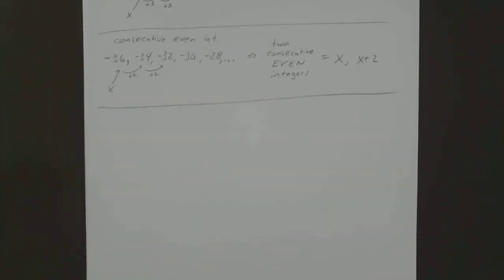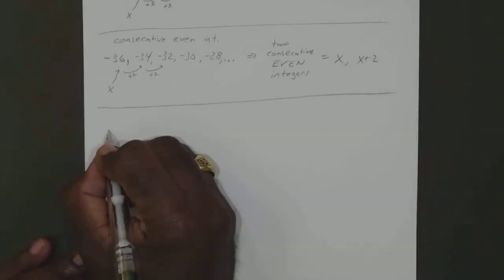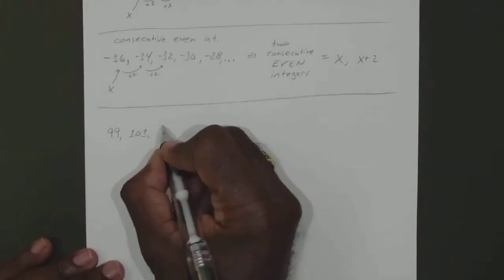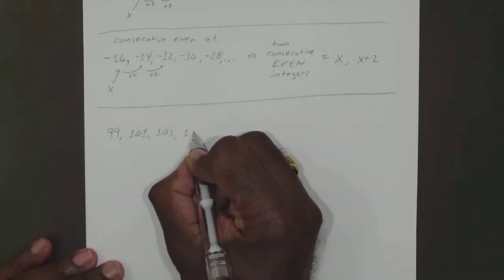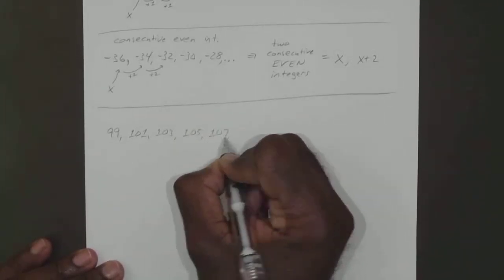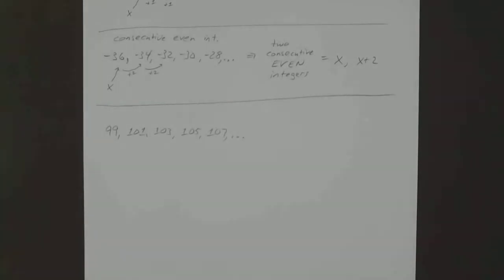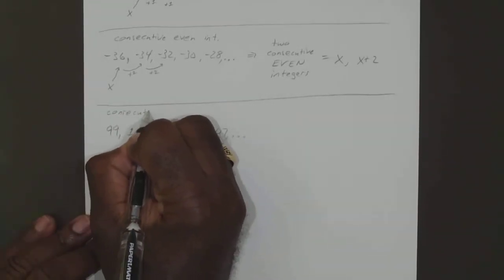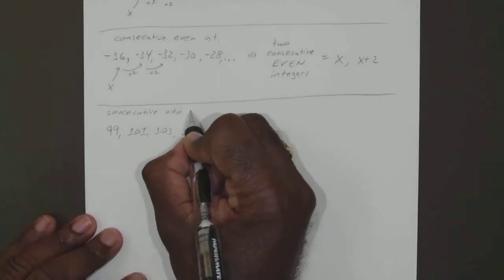So let's say instead of negative 36, negative 34, negative 32, we have, let's say, 99, 101, 103, 105, 107, and so forth and so on. Okay, so these are just one odd number after another, which really are just our consecutive odd integers.